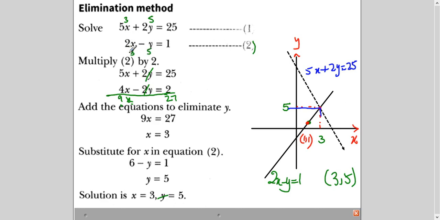2 3s are 6. 6 minus 5 is 1. So it is satisfying this equation also. So you know when the solution is satisfying both the equations, it means you have solved it correctly. Now you don't need to check it every time. I'm just explaining the meaning of it.